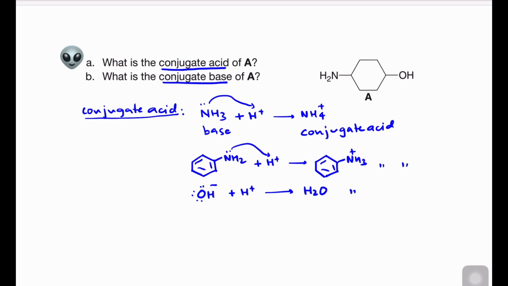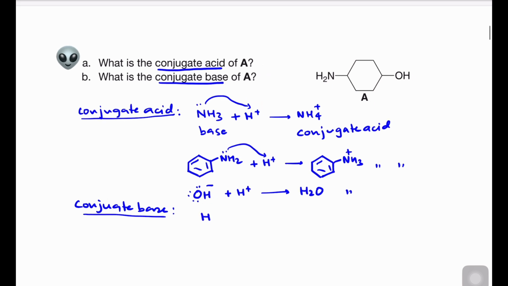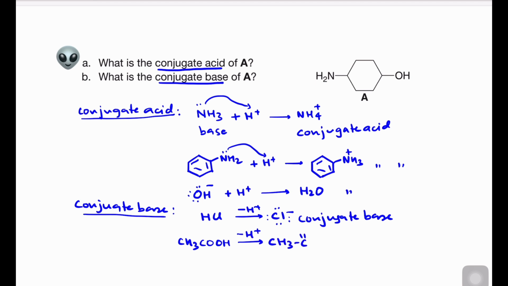Okay. Now we'll come to conjugate base. Conjugate base basically is the species which is formed after an acid loses H+. For example, we have hydrochloric acid and it is losing H+, and we are getting chloride ion. This is the conjugate base. For example, we have acetic acid. It is losing H+, now forming acetate ion. This is the conjugate base, right?